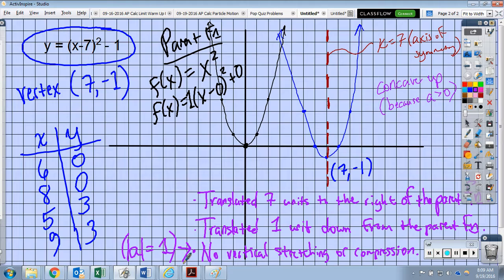Is there anything else we can say? I think that might be it as far as this goes. Stretching, compression, there's no reflection. I'll say that. There's no reflection compared to the parent function. No reflection in the x-axis. And that goes right along with describing concavity. It's the same reason, because A is greater than 0. Here I can actually write A equals 1.